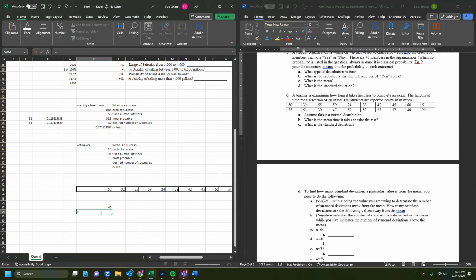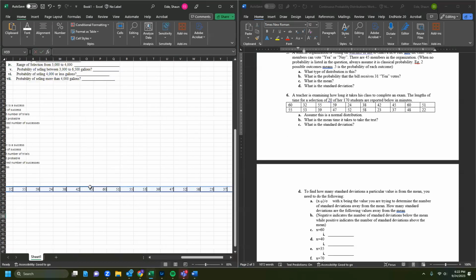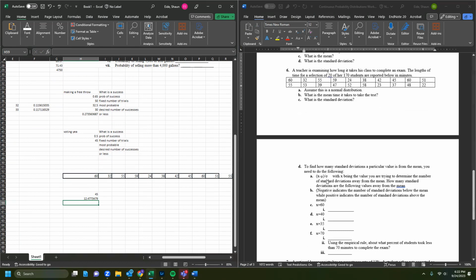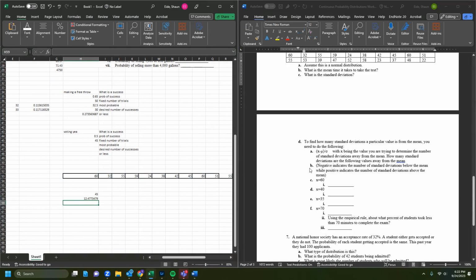We're going to come right down here, use the Excel formula equals standard deviation of a sample, and boom. Okay, and so we've got the standard deviation right there. And so just equals standard deviation dot S, and then I highlighted it and pressed enter. And then how many standard deviations is a particular value from the mean? Okay, so to find out how many standard deviations a particular value is from the mean, you need to do the following. You take the value minus the mean, so whatever value you're looking for, so x minus the mean divided by the standard deviation.